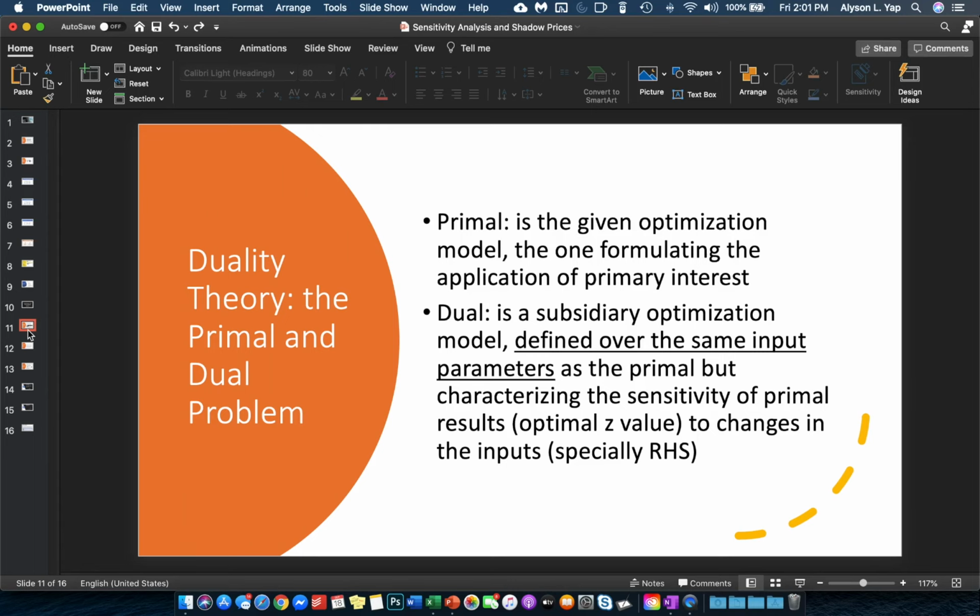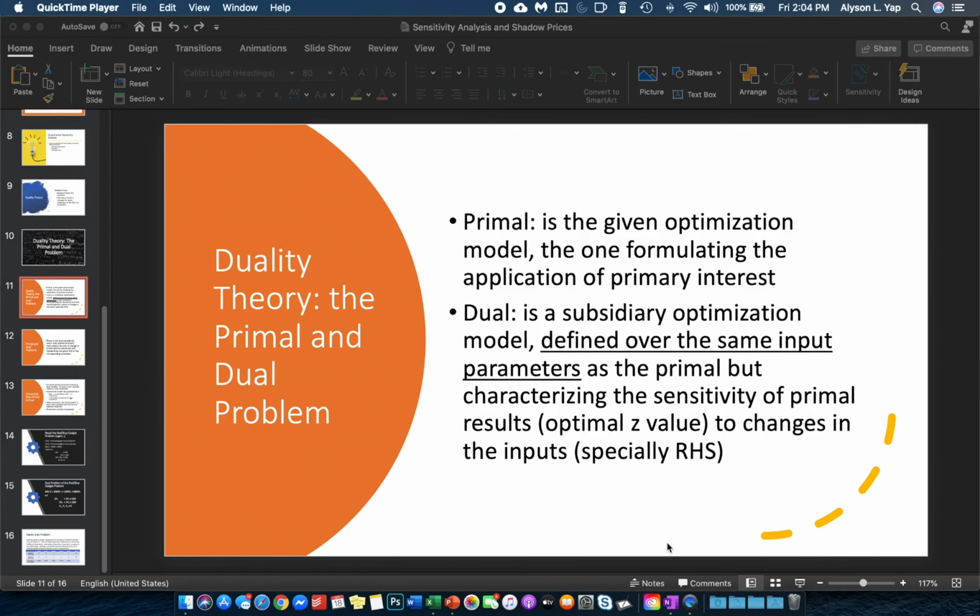And this dual problem is a subsidiary optimization model. So yes, it is still a linear programming model. No? It's a linear programming optimization model. This dual problem is defined over the same input parameters as the primal, but this dual problem characterizes the sensitivity of primal results, or in this case, the optimal z-value, to changes in the inputs.